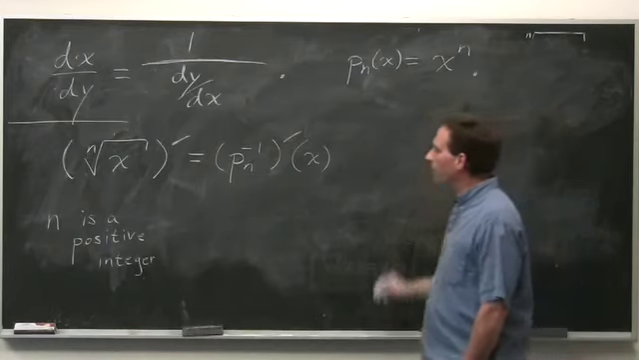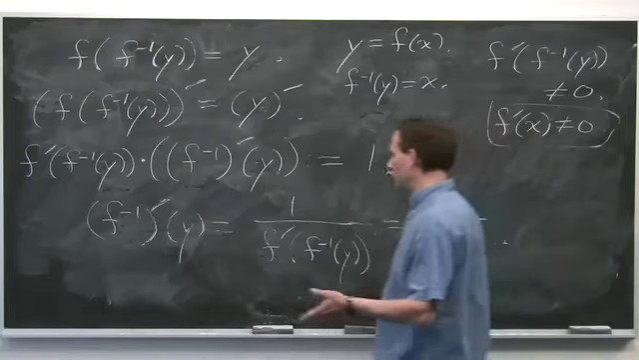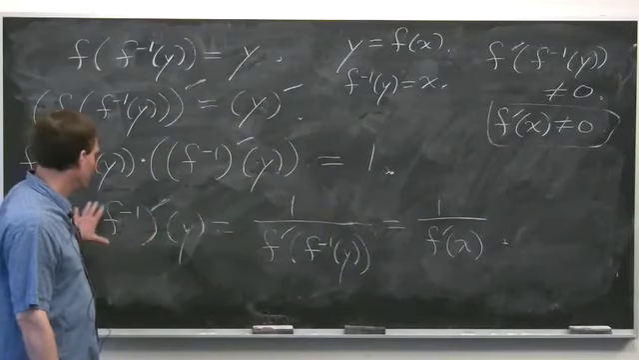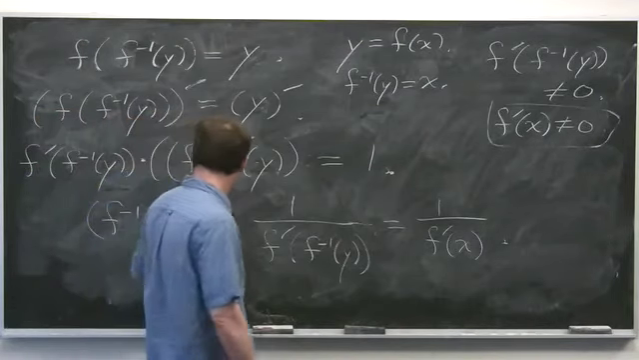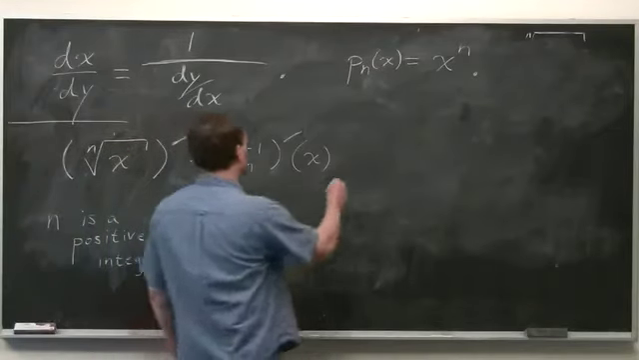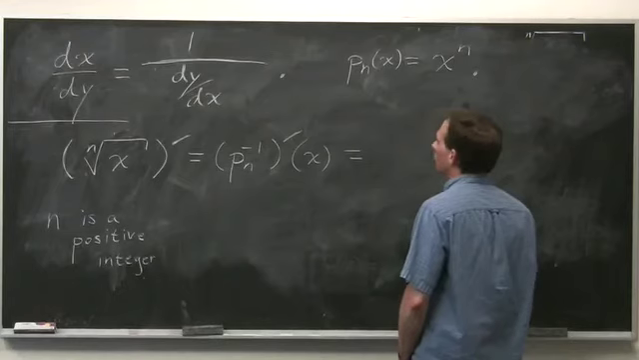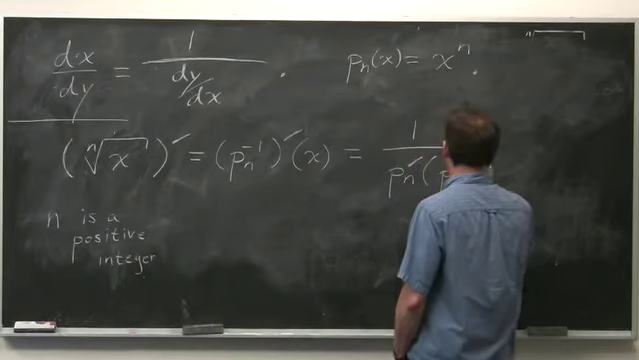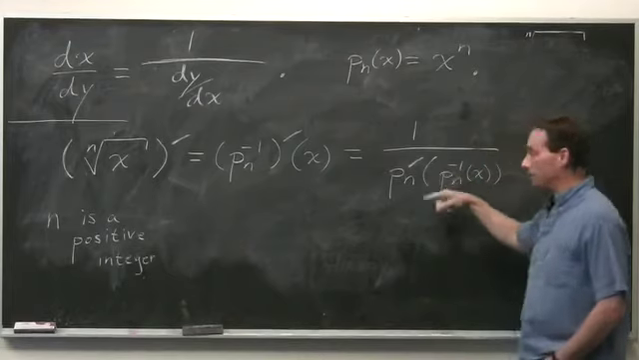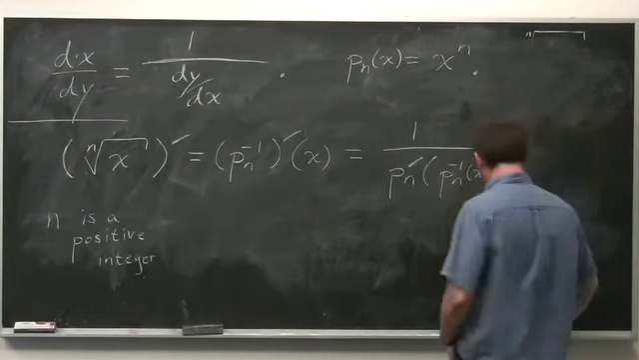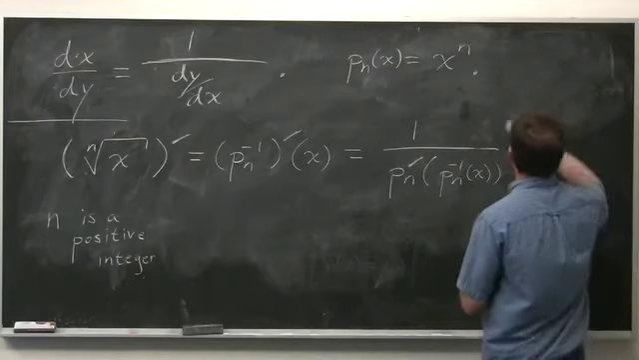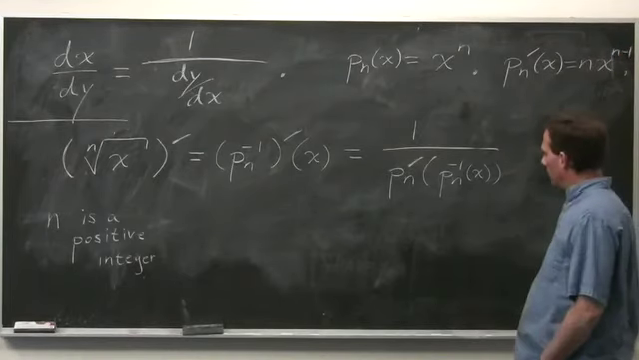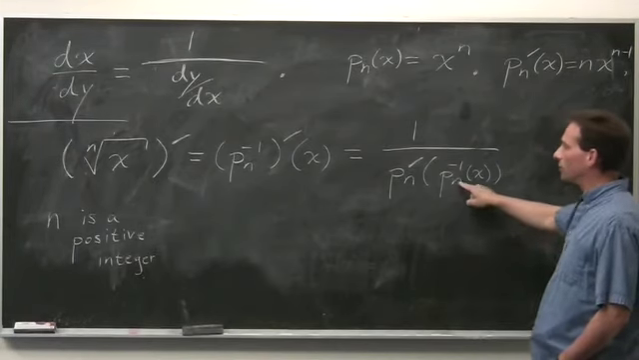And then you can apply this formula that we just derived, but now since we're calling our independent variable, our favorite name for independent variables, x, we have to change what we've written here. We need an x there and an x there. So what the formula tells us is this is 1 over Pn prime evaluated at Pn inverse of x, provided this isn't 0. Okay, but we know the derivative of the power functions by the power rule. Pn prime is n x to the n minus 1. And this is just the nth root.